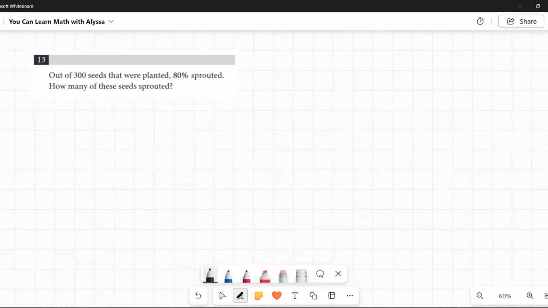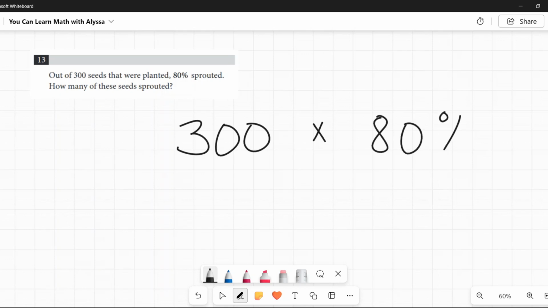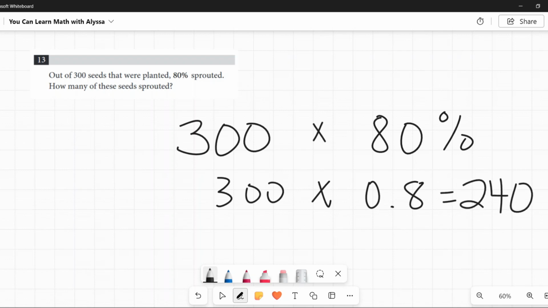Number 13. Out of 300 seeds that were planted, 80% sprouted. How many of these seeds sprouted? When we're finding a percentage of a whole, we multiply the whole by the percent. So here we have 300 seeds and 80% sprouted. We multiply those together. 80% is the same as 0.8. And when we multiply this together, we get 240.